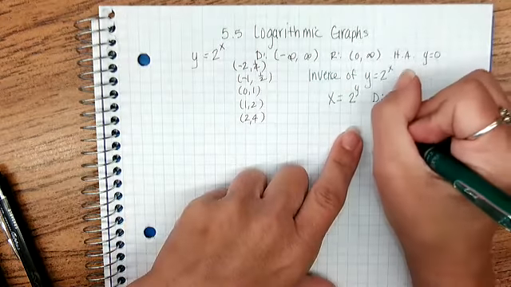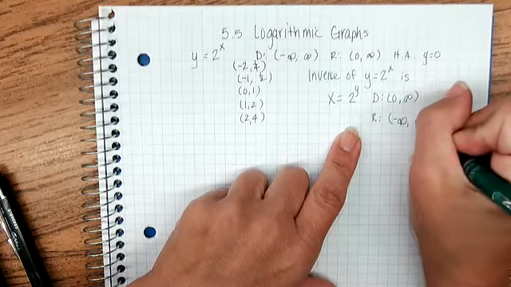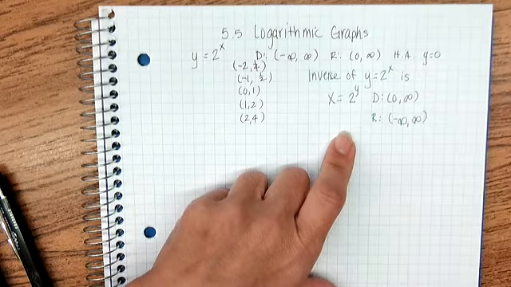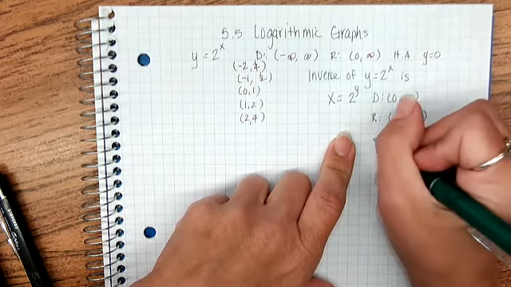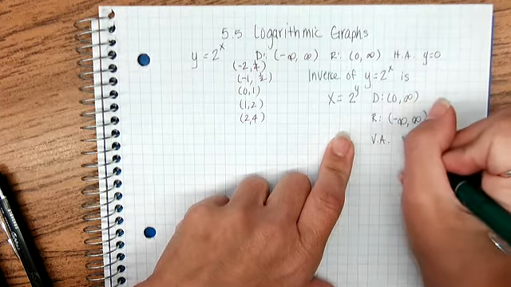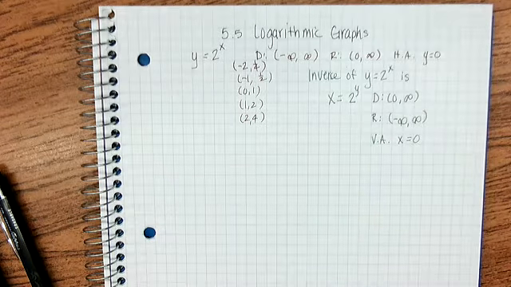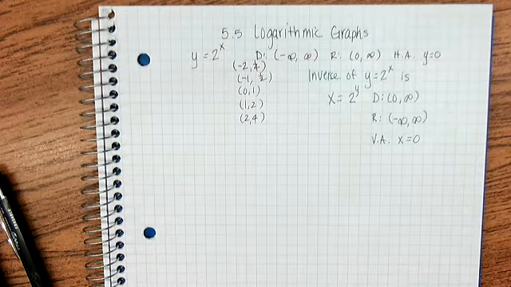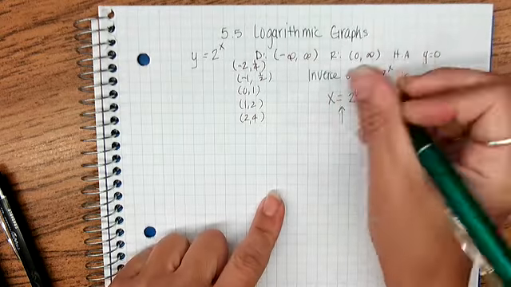The range is now going to be -infinity to infinity. And instead of having a horizontal asymptote at y equals 0, we now have a vertical asymptote at x equals 0. Okay, so why are we finding the inverse of y equals 2 to the x? All right, well, I will tell you. This right here is considered exponential form.